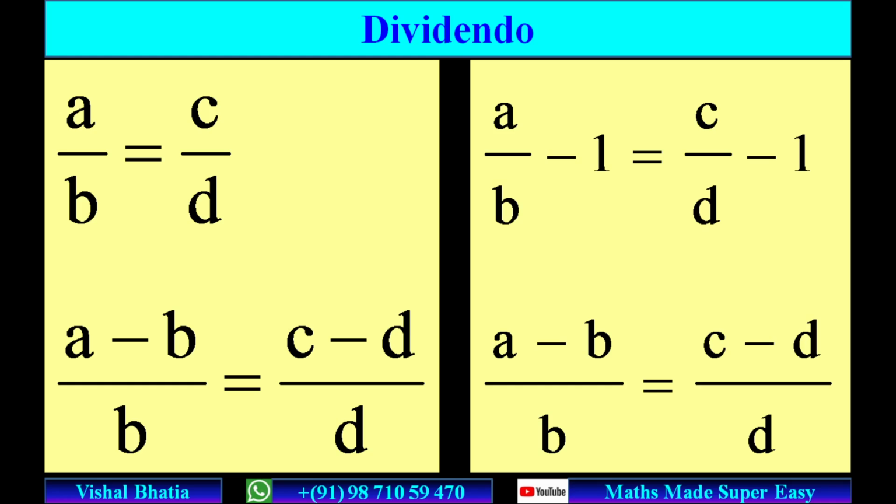So as I mentioned earlier, if there is a ratio A by B which is equal to C by D, and I subtract minus 1 from both sides, the left hand side and the right hand side of the equation, I obtain A by B minus 1 equal to C by D minus 1. If we take B as the common denominator, we get (A minus B) divided by B, and if we take D as the common denominator on the right hand side, we get (C minus D) divided by D.